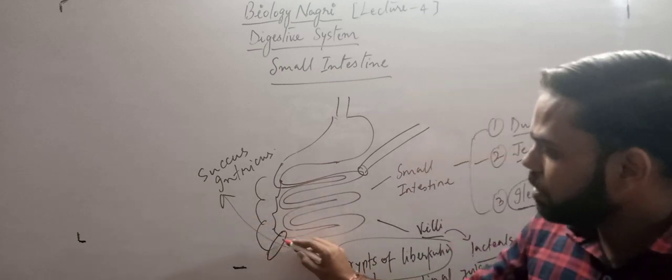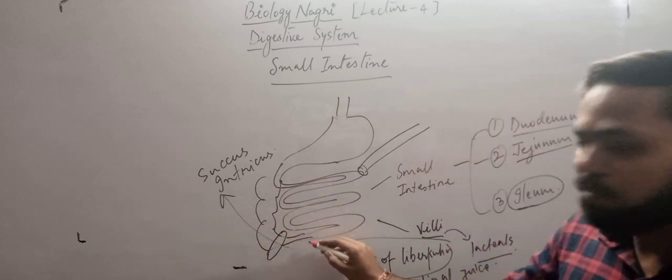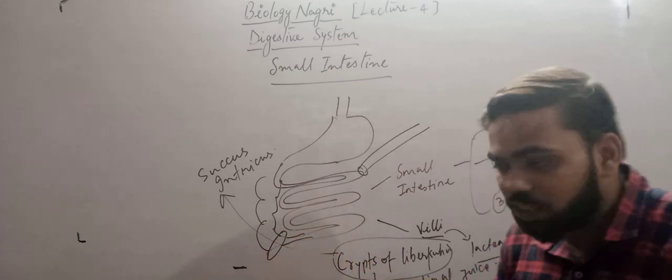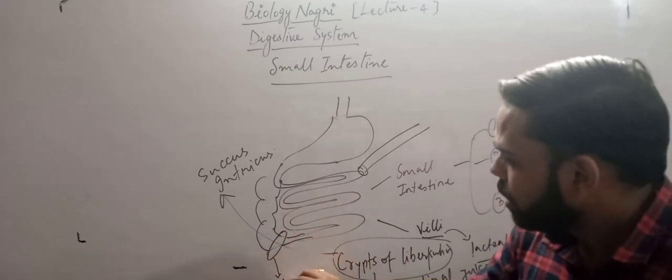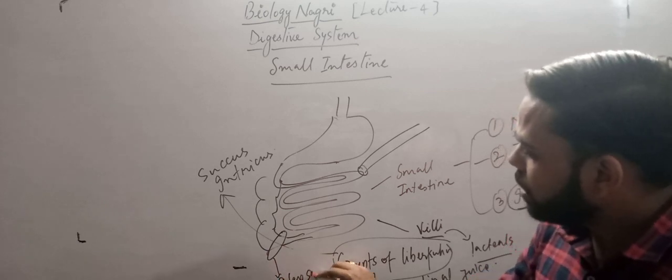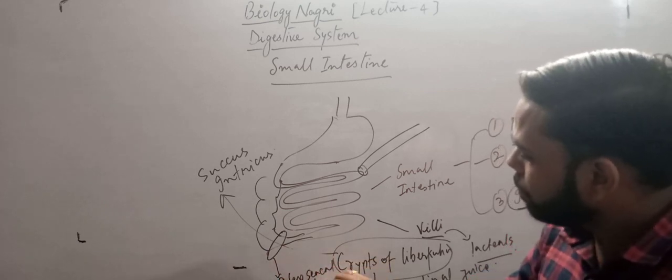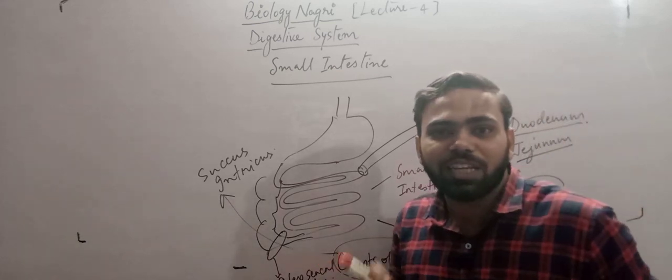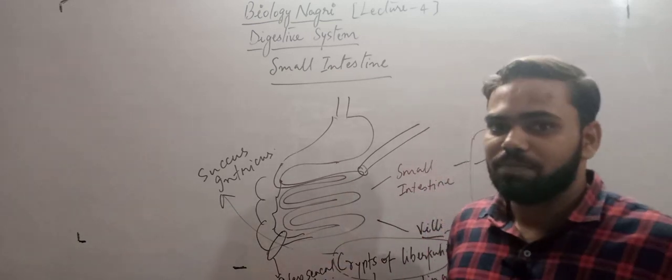So there is a valve present between the ileum, the last part of the small intestine, and the cecum, the first part of the large intestine. This valve is called the ileocecal valve. Why is it called the ileocecal valve? Because it is present between the ileum and the cecum.